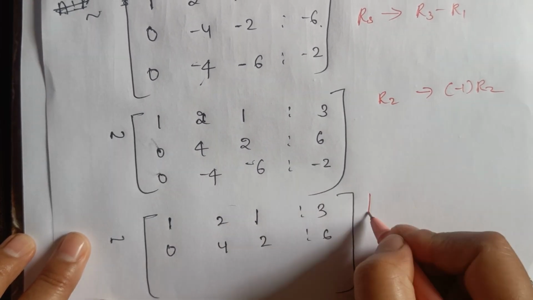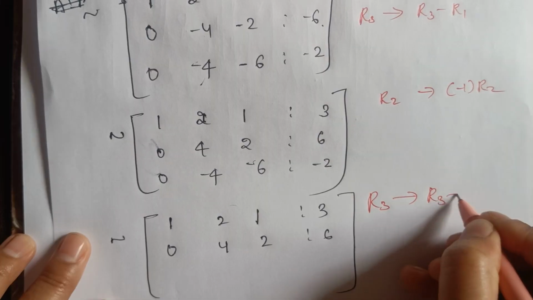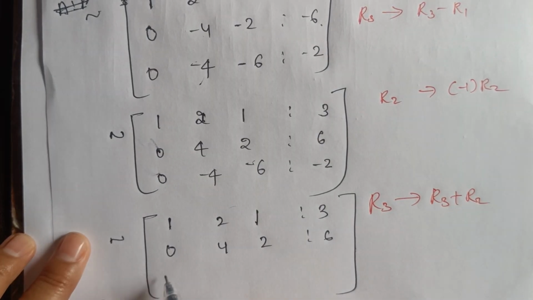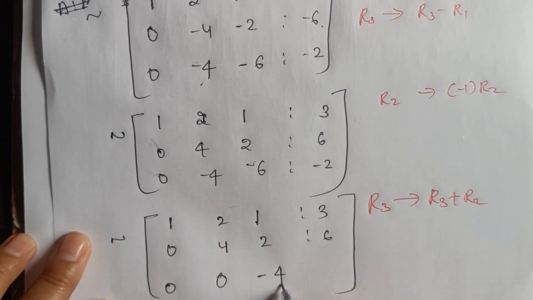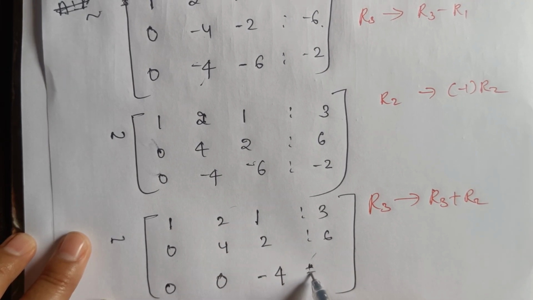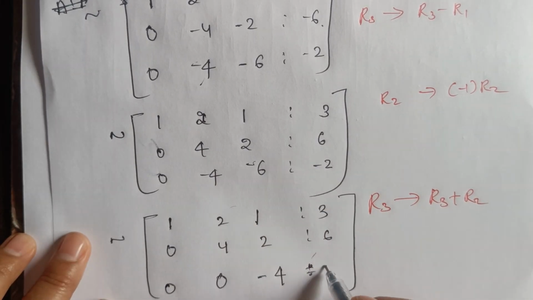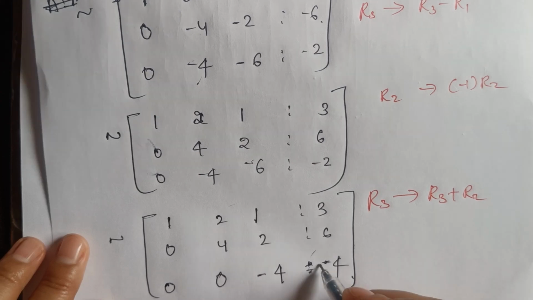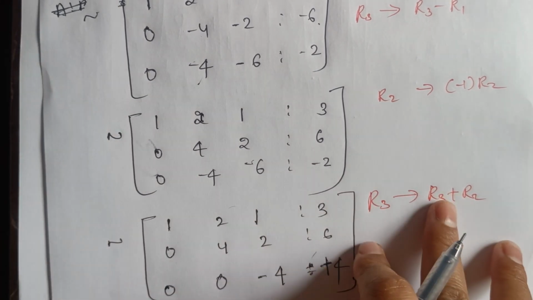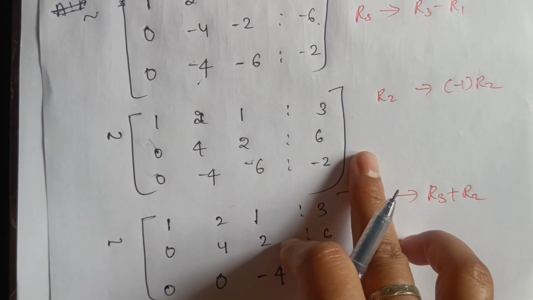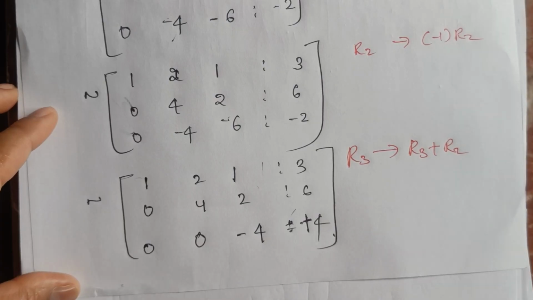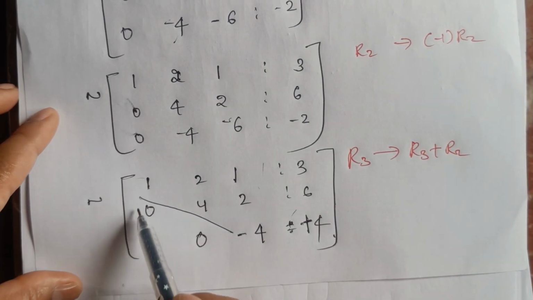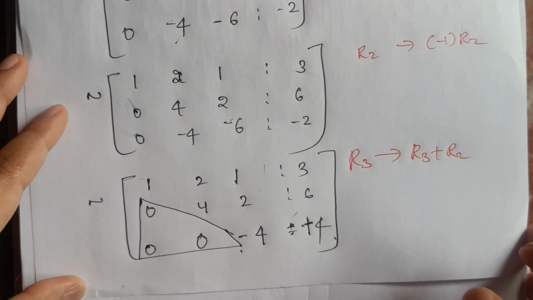Row 3 I can change to row 3 plus row 2. If I do this, 0 plus 0 is 0, minus 4 plus 4 is 0, minus 6 plus 2 is minus 4, and minus 2 plus 6 is plus 4, because the larger number is positive. So here we got the reduced echelon form.